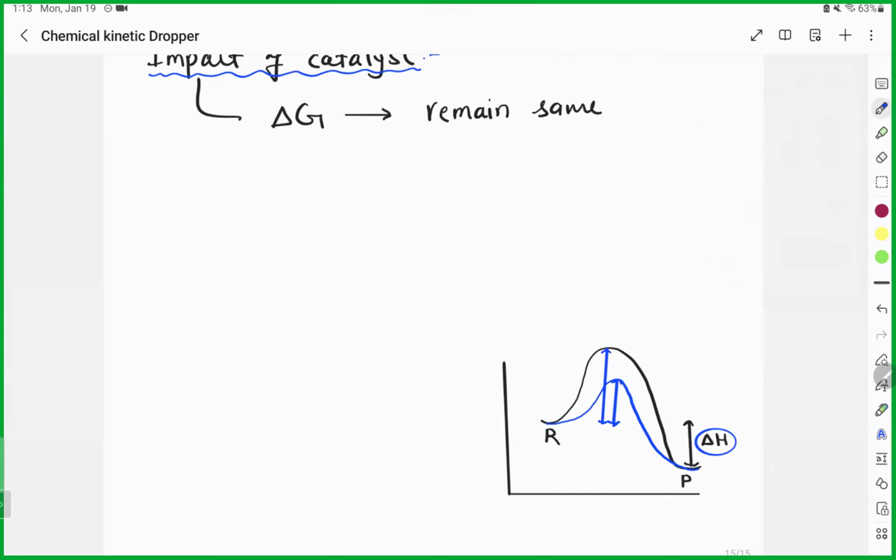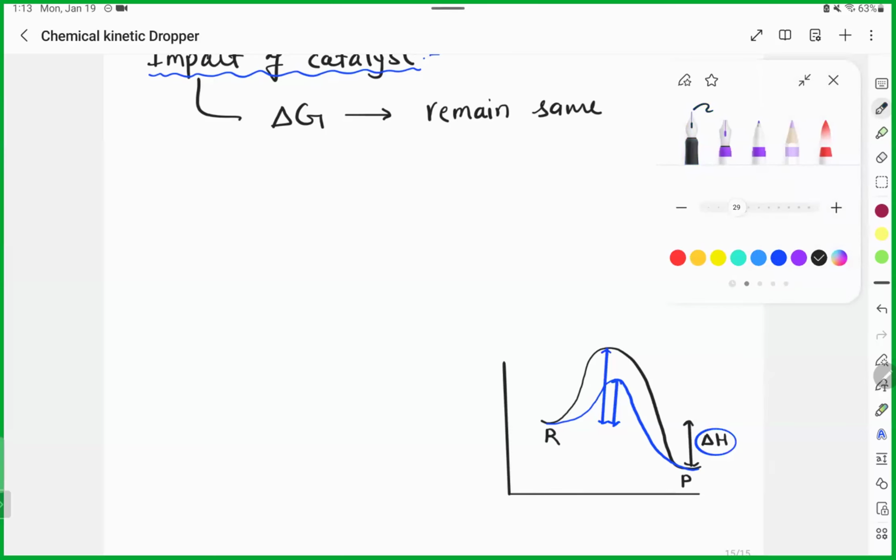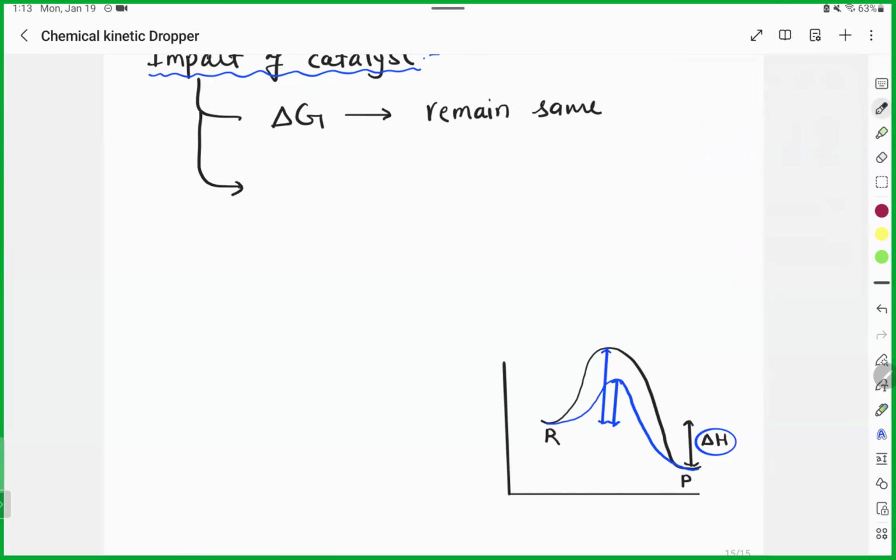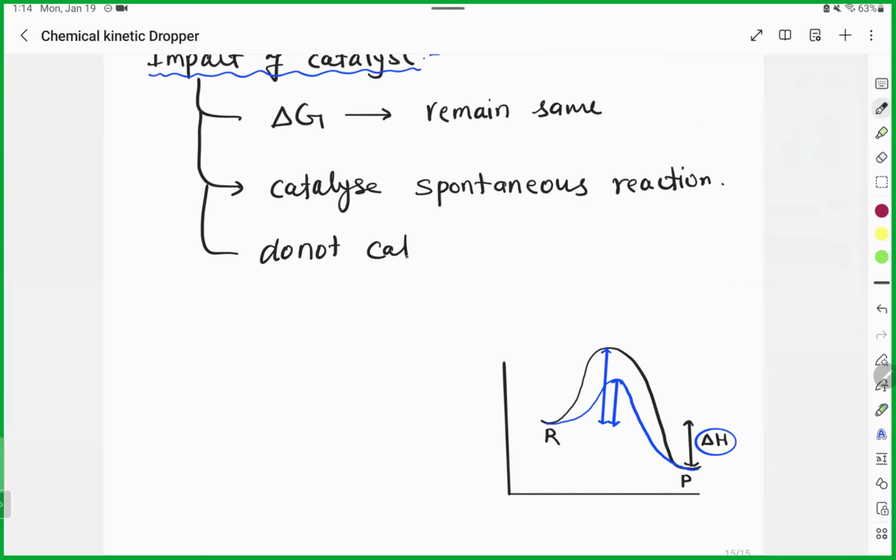No, sir. Jordan, what kind of reaction will it catalyze? Spontaneous or non-spontaneous? Mostly spontaneous, because spontaneous reactions can more easily proceed. So a spontaneous reaction. Does it catalyze a non-spontaneous reaction? No, it does not catalyze a non-spontaneous reaction, because I have seen many PYQs on this topic.